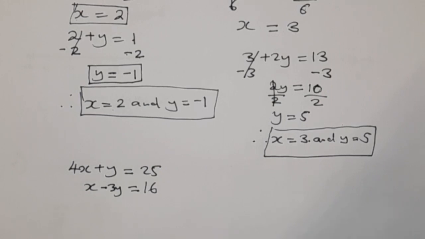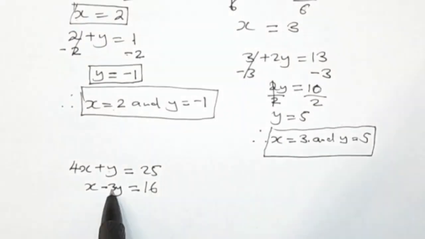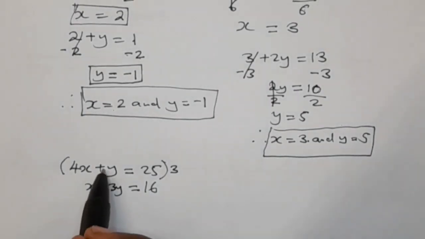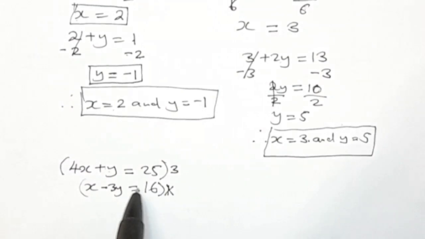So first of all, choose the variable that you want to eliminate. Okay? So in this case, let's choose y. If we want to eliminate y, let's focus our eyes on the y. Here we have negative 3y. Here we have positive y. So let's make this first equation to have a 3. So let's multiply the first equation by 3. And since here we have a coefficient of 1, we are going to multiply this by 1.